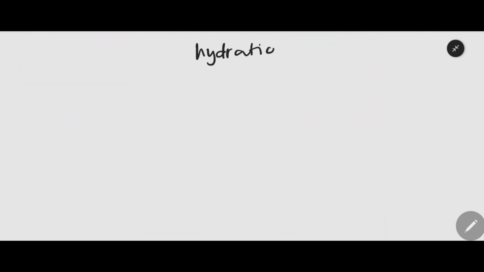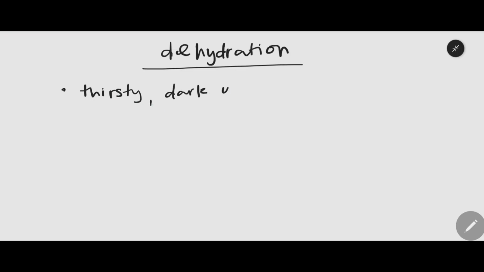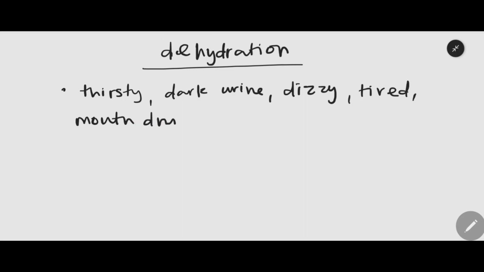We previously spoke about hydration. Now we're going to speak about dehydration and the impacts that this can have for performance. So when you're dehydrated, you're thirsty, your urine is dark, you might even get dizzy, lightheaded, you might feel really tired, mouth can get really dry. Those are some symptoms you're probably going to feel when you're dehydrated, right?